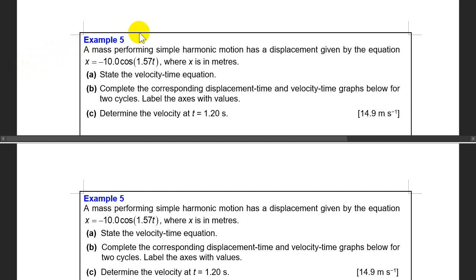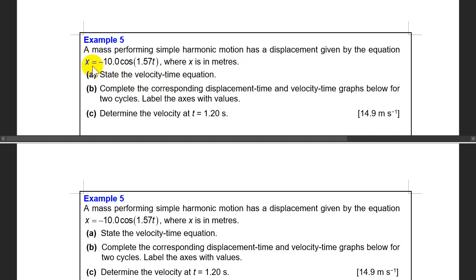Okay, example 5. We have a mass performing simple harmonic motion that has a displacement given by the equation x equals minus 10.0 cosine 1.57t, where x is in meters. Part A: state the velocity-time equation.